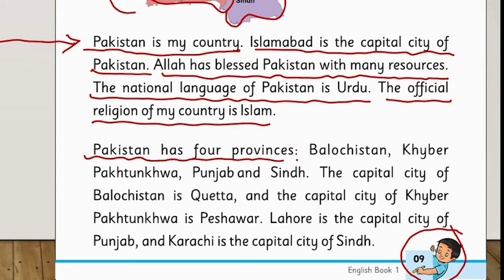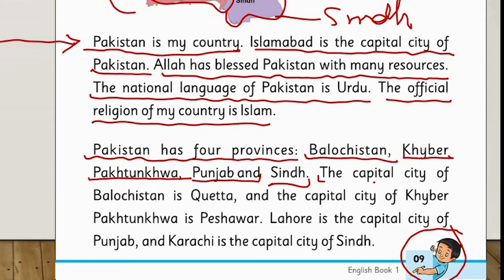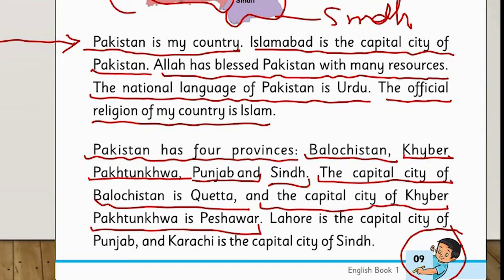Pakistan has 4 provinces: Balochistan, Khyber Pakhtunkhwa, Punjab and Sindh. The capital city of Balochistan is Quetta. The capital city of Khyber Pakhtunkhwa is Peshawar. Lahore is the capital city of Punjab and Karachi is the capital city of Sindh.